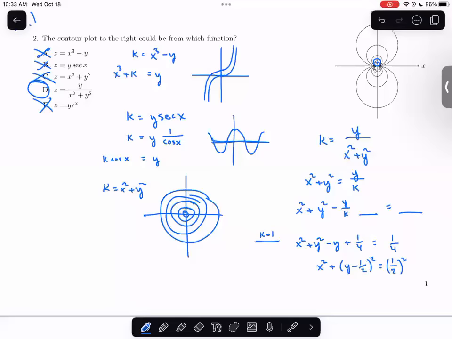All right, so that's a little bit of a review about contour plots or level curves.